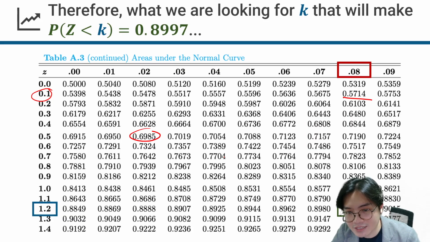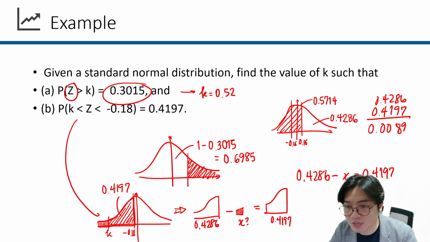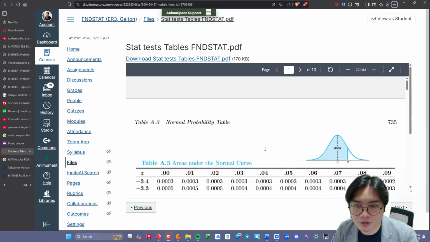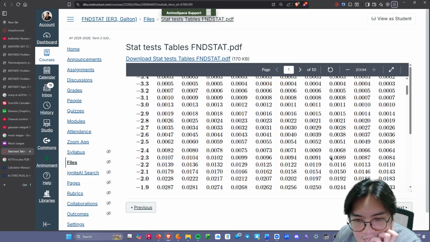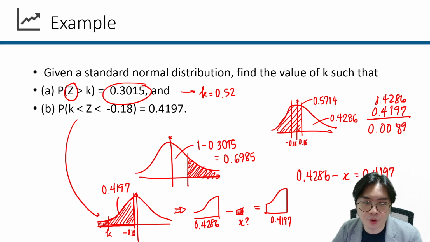But I'm very lazy. I think I can do it in here. Never mind, I can't. These values are too small. So I just need to get my tables up until the point where I see 0.0089. 0.0089 is here. There you go. That is now negative 2.37.